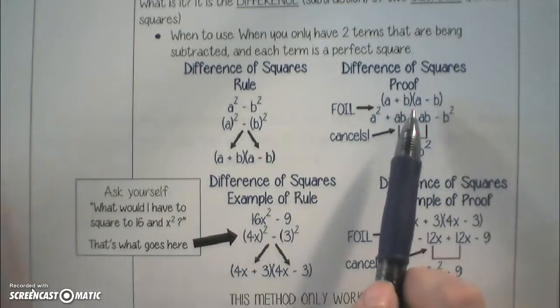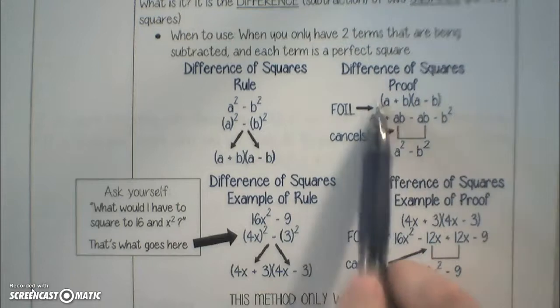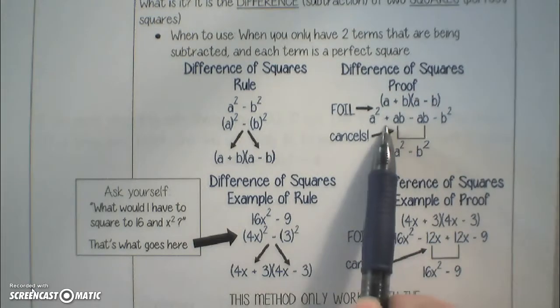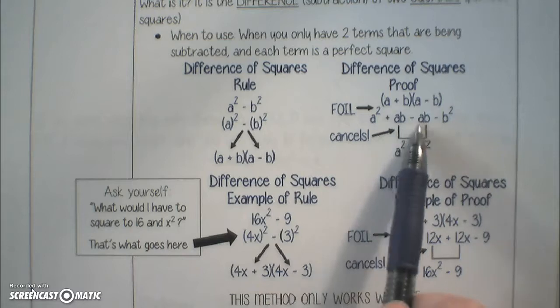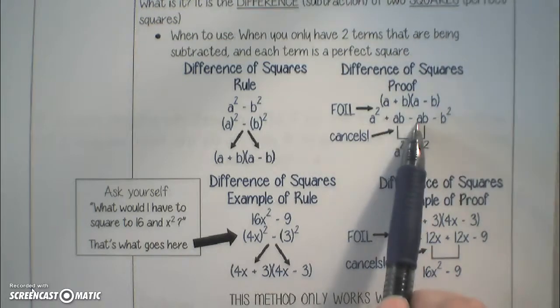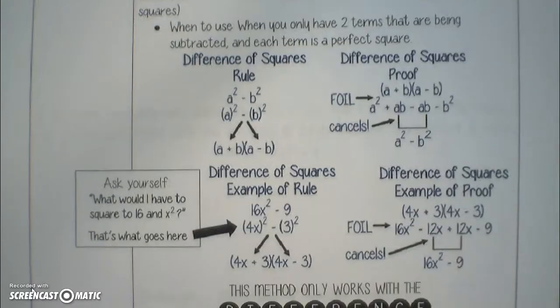So if we were to prove this, show you it written all the way out, if we were to FOIL it, we'd get a positive AB, and we do our inner and outer, and then we get a negative AB, which together cancel each other out, which is why there's no middle term with these, and we only have two terms. And here's an example with numbers.